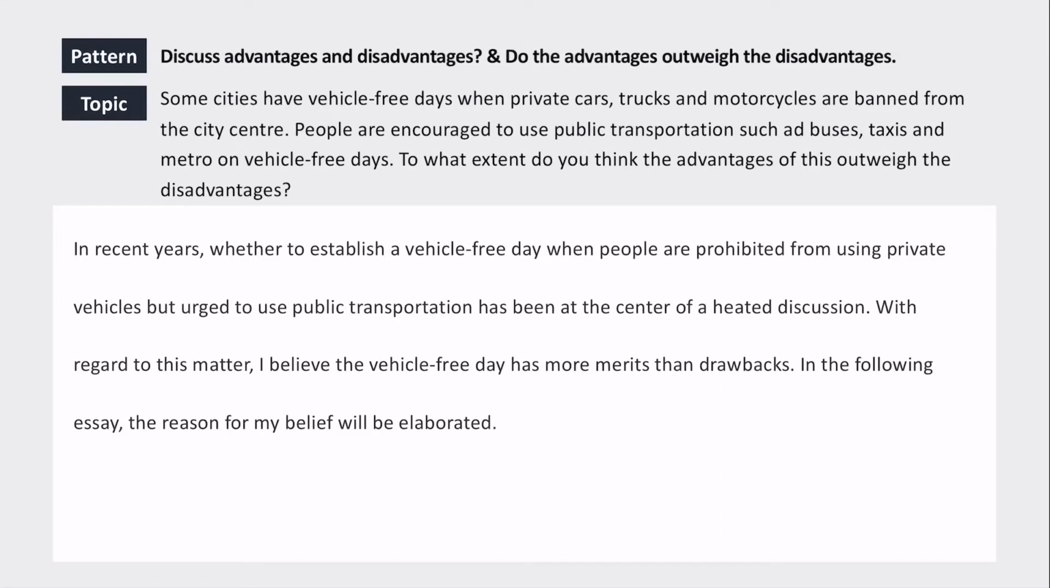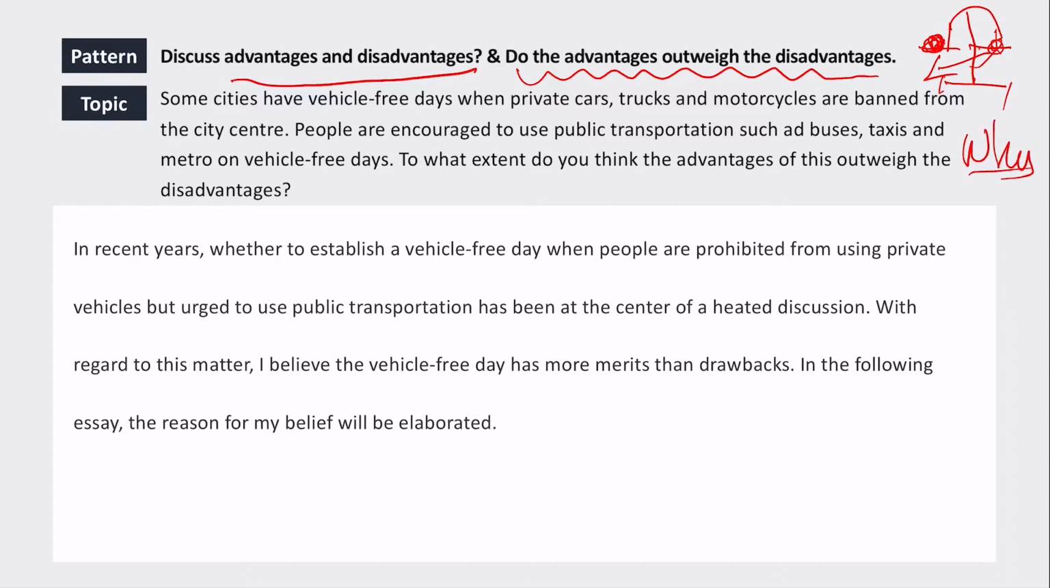Okay, so we've got a task 2 style essay. Discuss advantages and disadvantages, and they want to know which are more important, the advantages or the disadvantages. So it's kind of like a balancing thing. You've got to think of it like a sort of balancing tray. Which is stronger? Which is going to outweigh the other? And the key part of this is you've got to tell me why. Why are the advantages better than the disadvantages?